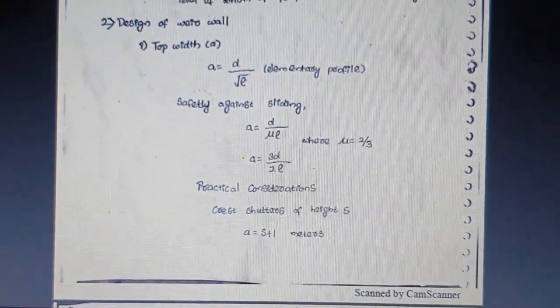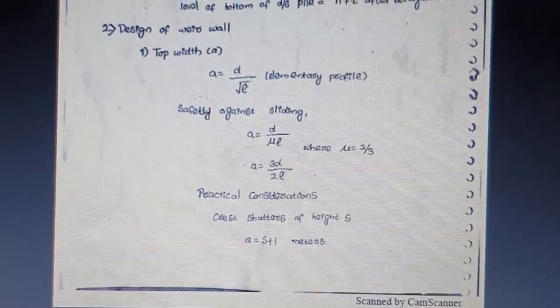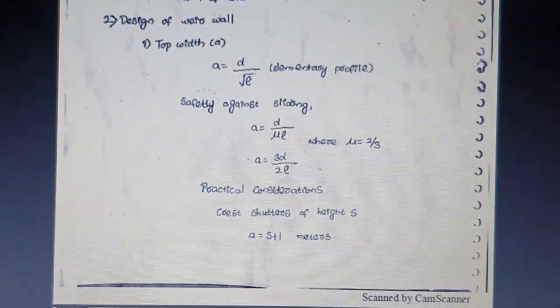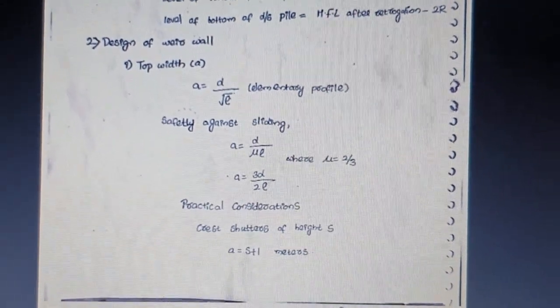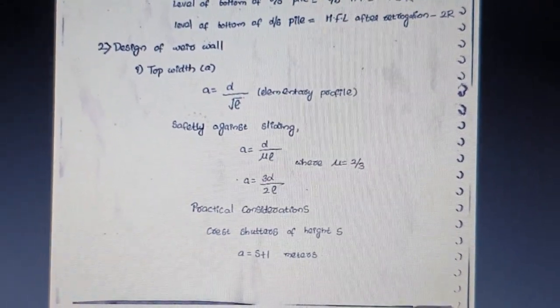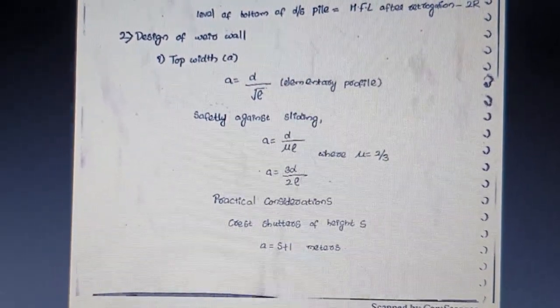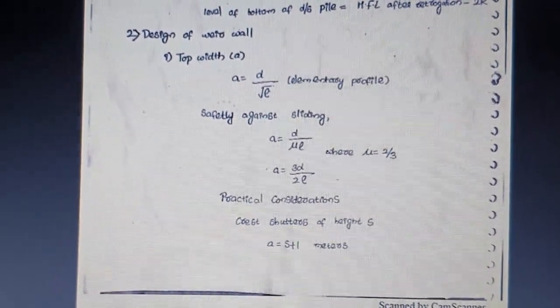The next one is designing of the weir wall. This topic is important for your short answers as well. They will be asking what is the design principle or the consideration for designing the top width of the weir wall or the bottom width of the weir wall.